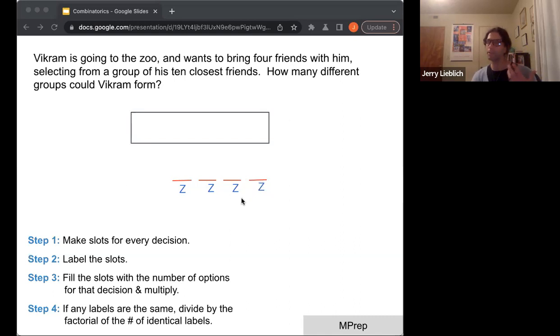And these are all the same. And I can think about that for a second and realize, right, bringing Alistair and Jeremy is the same as bringing Jeremy and Alistair. So these are all the same. So I know I'm going to end up using that step 4. And he's choosing from a group of 10 friends. So he's got 10 for the first slot, 9 for the second, 8 for the third, 7 for the fourth. I know I'm going to multiply these. But first, because I have these 4 things that are the same, I'm going to divide by 4 factorial.